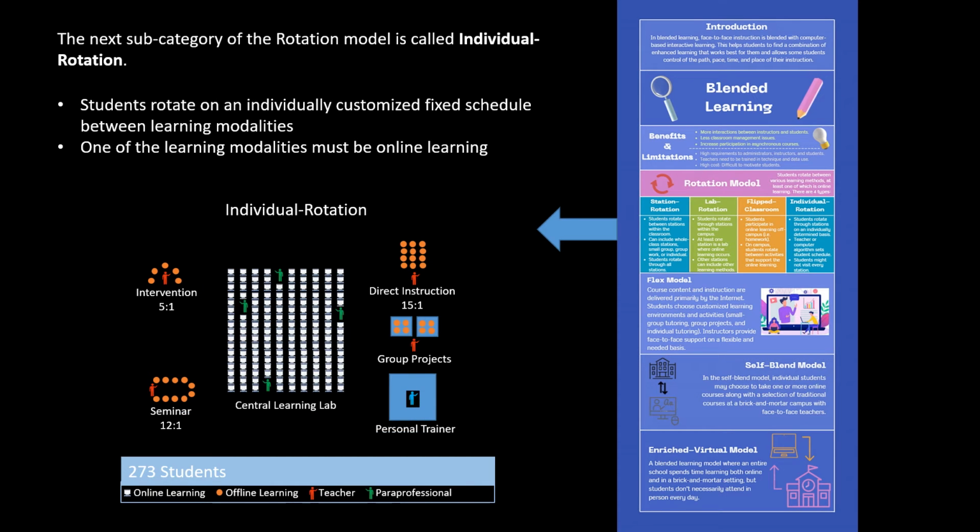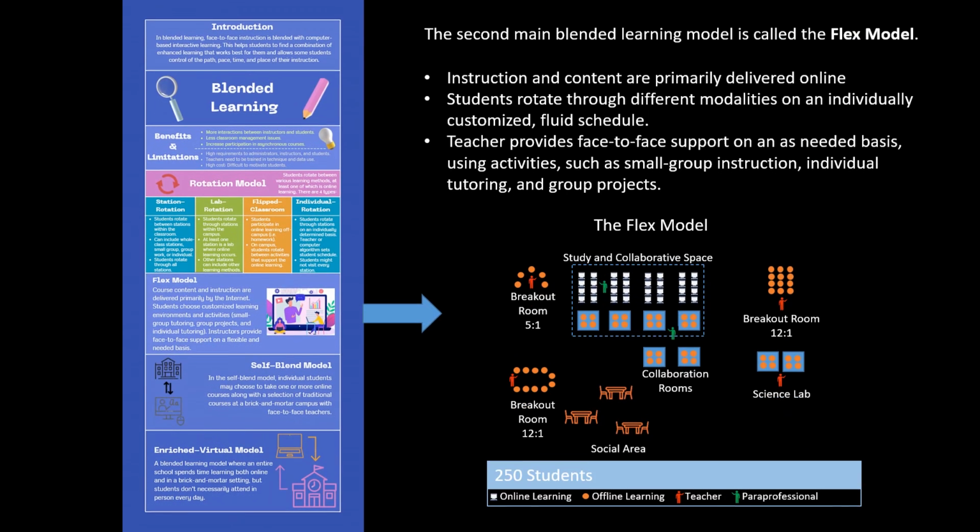The next subcategory of the rotation model is called individual rotation. In this model, students rotate on an individually customized fixed schedule between learning modalities. One of the learning modalities must be online learning. This model differs from the other rotation models because students do not necessarily rotate to every available modality or station.